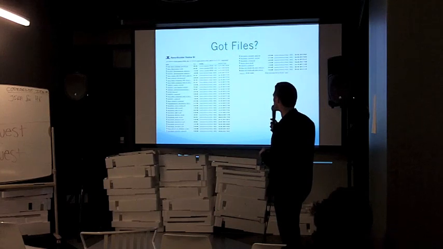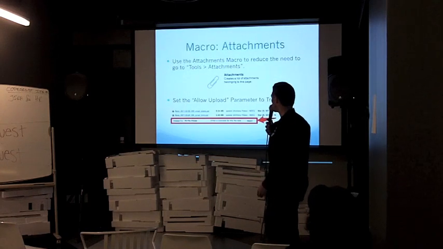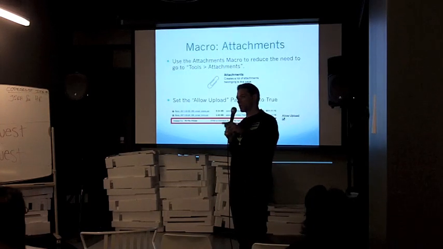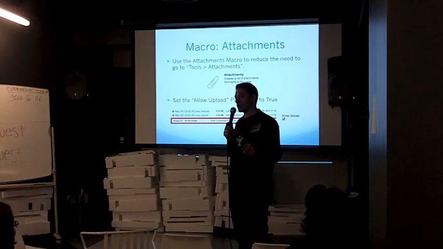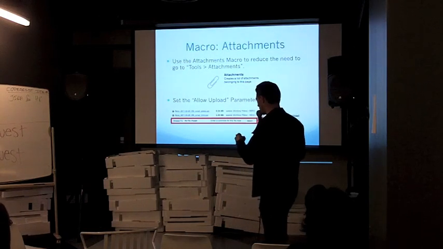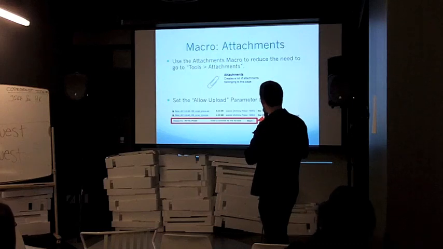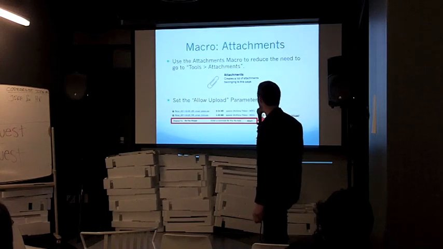Another useful macro to use on this page right here: there's only one macro in this entire page. It's the attachments macro. The nice thing about the attachments macro is that instead of having to click on tools, attachments, and then attach, it's right there on the bottom of the page. So you can just very easily click attach a file, and it'll instantly show up right on that page. Just make sure you click the allow upload checkbox so that this option appears.